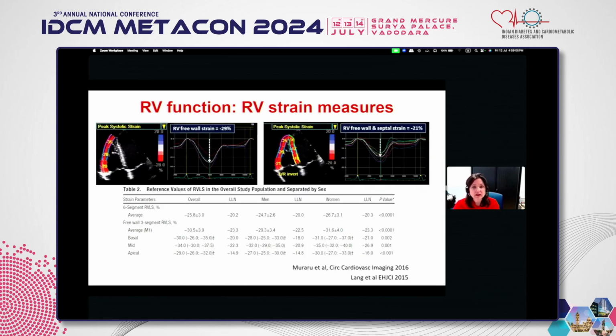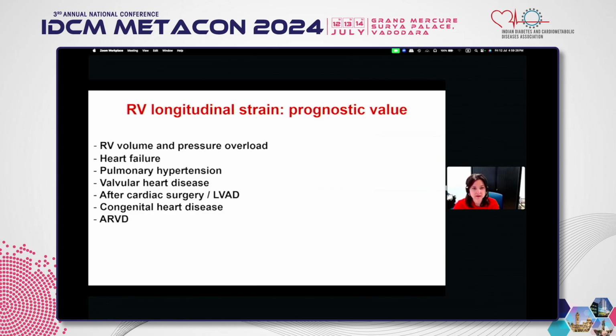And these ones are indeed, again, the range of normal values that you can use for these measurements. You can see that they are higher than in the left ventricle, indeed around 25% approximately, as you can see in this case, using either 6 or 3 segments.